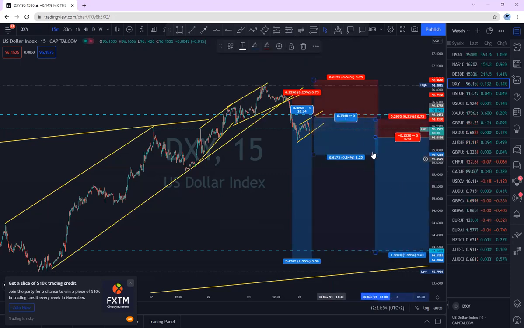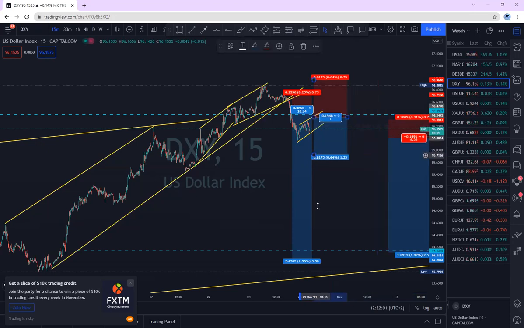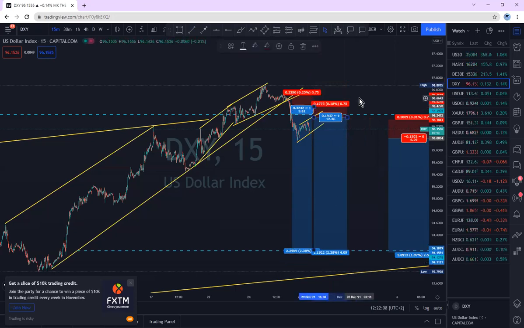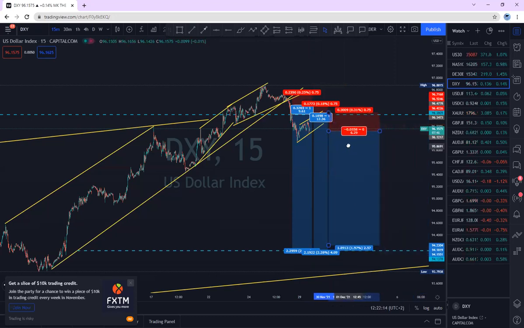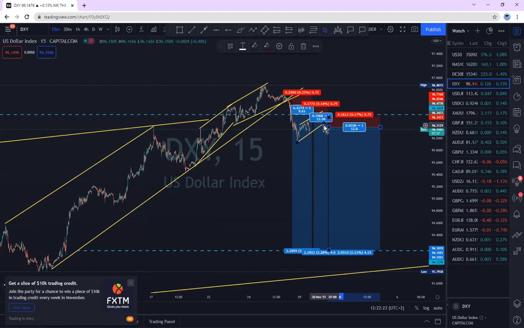Let me remove this one. You can sell this one when it comes. Stop loss is going to be somewhere here when it goes up for a third touch. So when it breaks out, you're going to sell, and then stop loss is going to be something like this, depending on where it's going to break out.